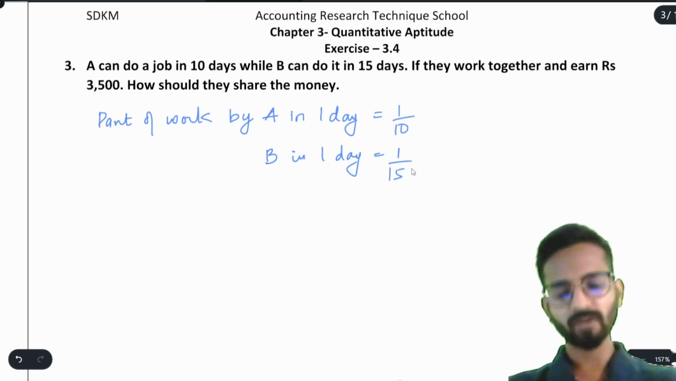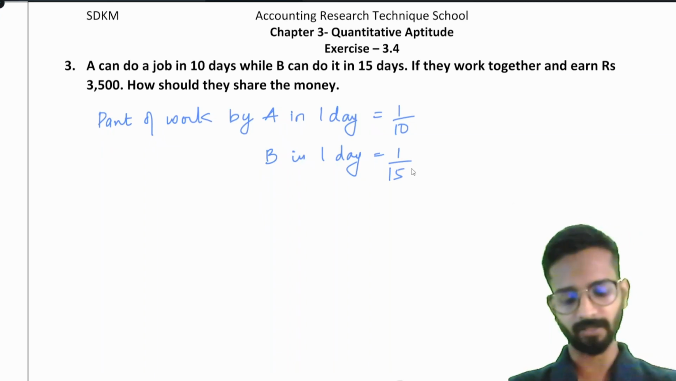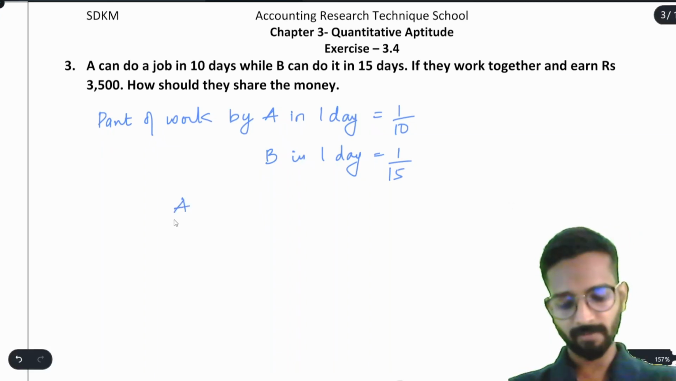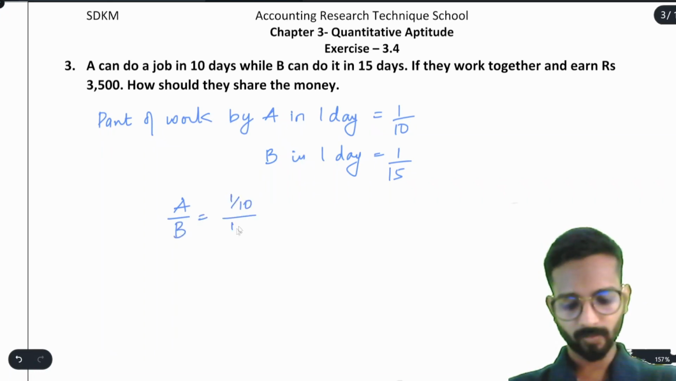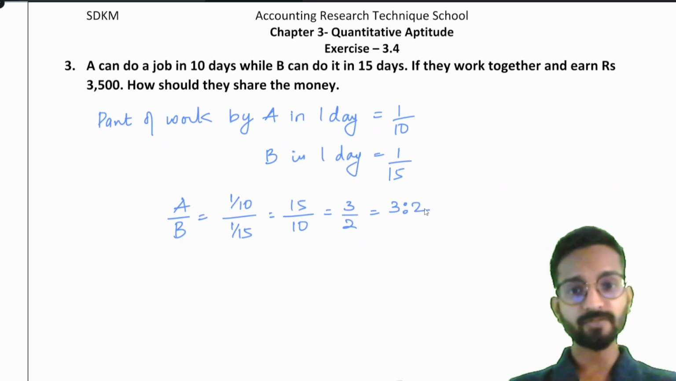Simple. What will we do? We will find a ratio between A and B and their efficiency, 1 by 10 and 1 by 15. How? See, A by B, work done is 1 by 10 and 1 by 15. This I will write as 15 by 10. That is nothing but 3 by 2. Remember, this is nothing but ratio 3:2. It shows that A is more efficient and B is less efficient.